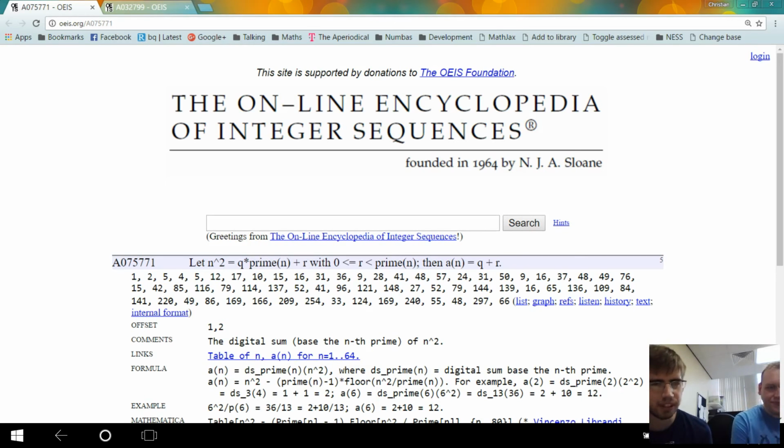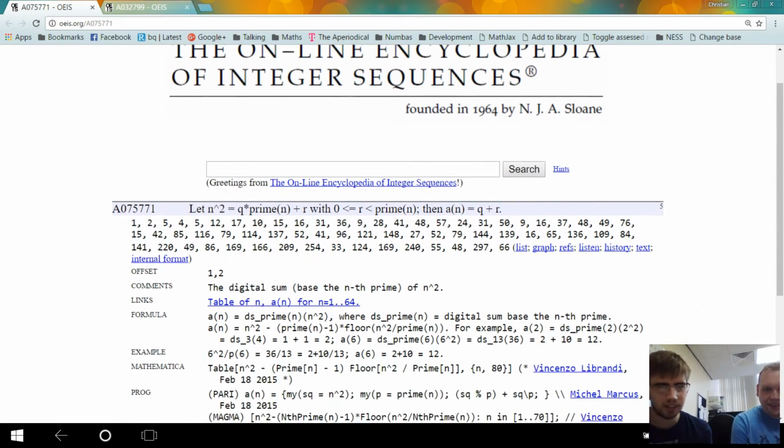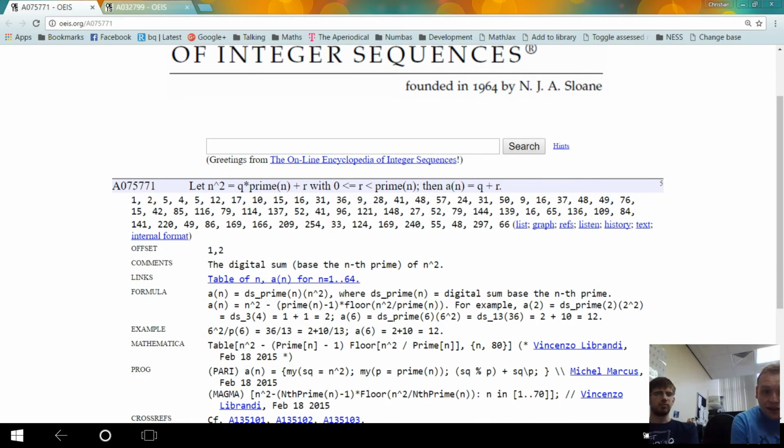So let n squared be q times the nth prime plus r, with r between 0 and the prime, then a of n is q plus r. So it's a way of writing n squared as the nth prime times something plus a remainder. And you add them up for some reason. So that's not why I found it. I can't even remember why I found it, but I have a feeling the first comment might be what we want.